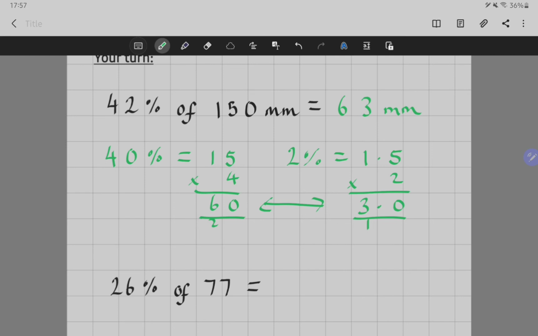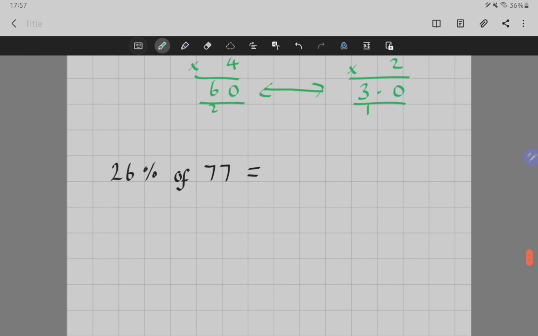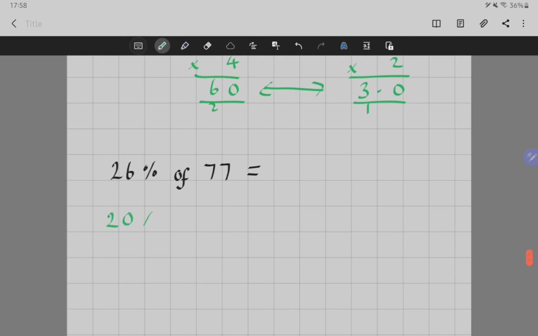Doesn't matter what method you used, as long as it gets you the right answer in the end. Last one then, 62% of 77. Again, quick efficient method, so I'm going to find 20% this time. Or in fact, I think it'd be even more efficient if I found 25% first, because I know 25% is a quarter. Okay, so I'm going to find 25%. I'm going to find 77 divided by 4.